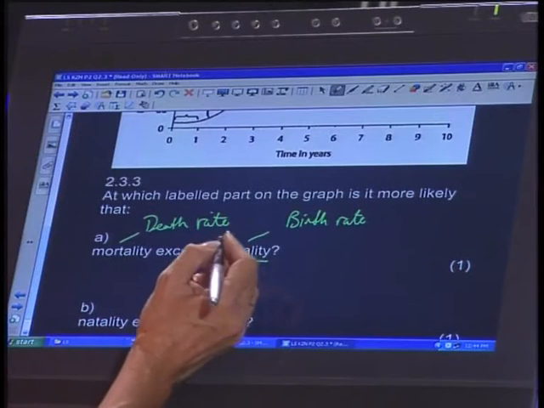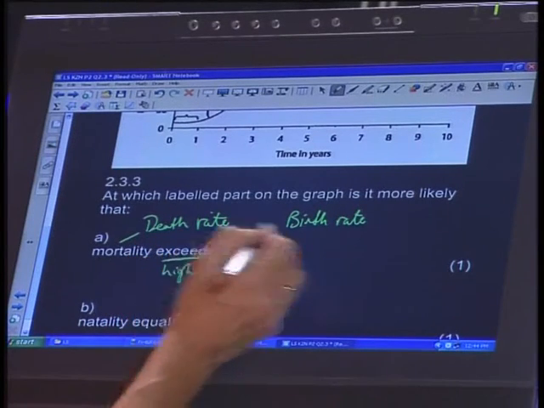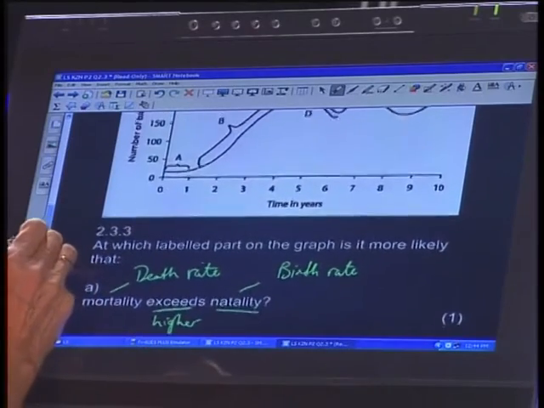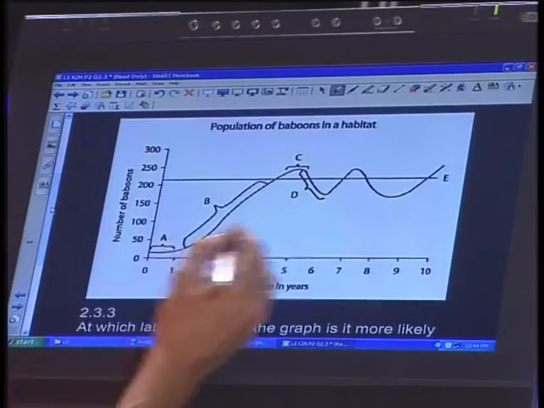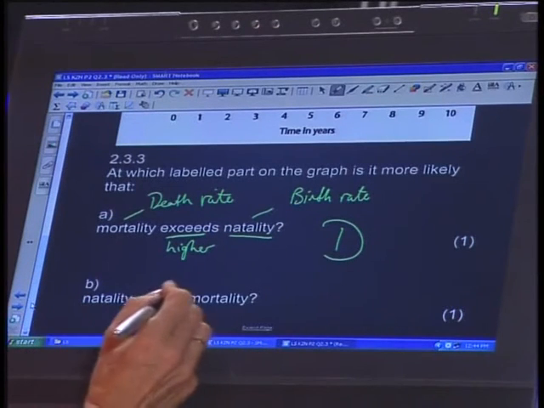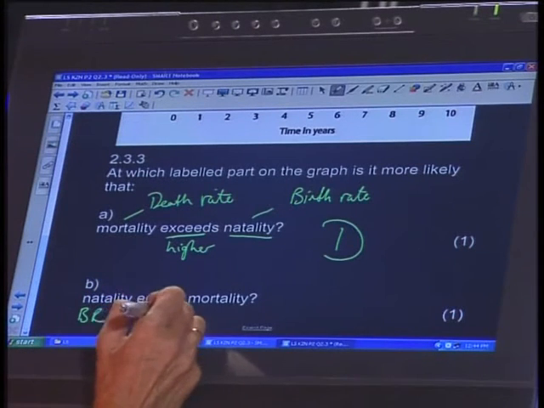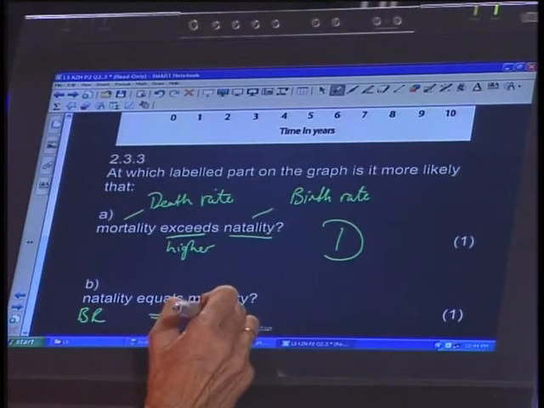And then we've got to look here at which part of the graph is more likely that the death rate is higher. Exceeds means it is higher than the birth rate. So where is the death rate higher than the birth rate? It was at D. And then natality equals mortality. So your birth rate is equal to your death rate.